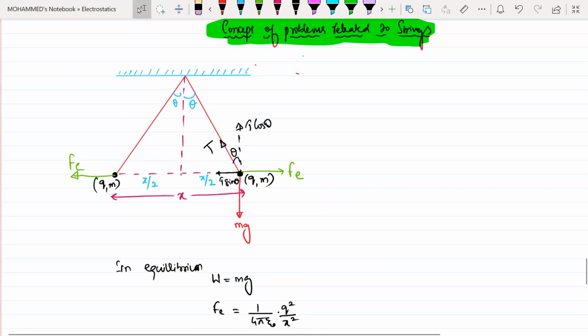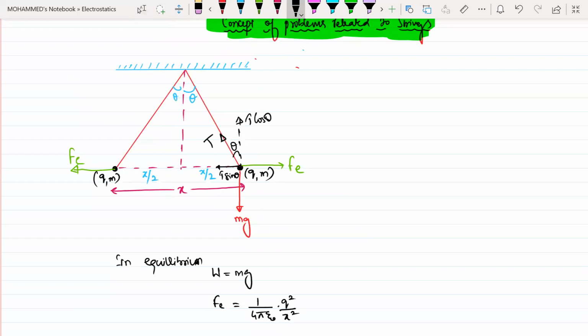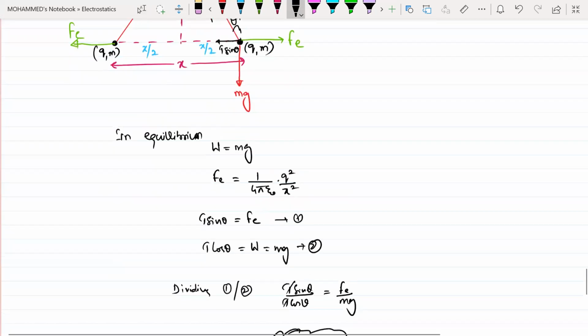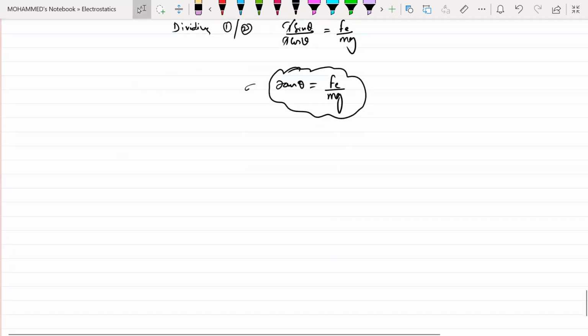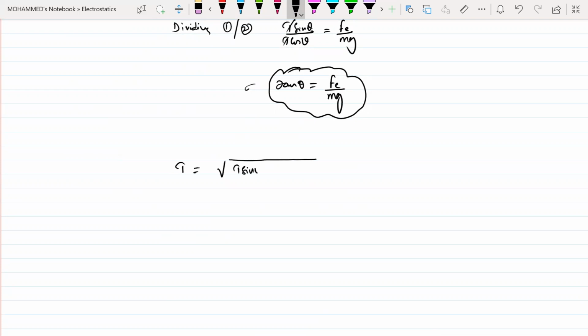If you see the diagram, T cos theta and T sin theta are perpendicular to each other. So T will be equal to the square root of (T sin theta) whole squared plus (T cos theta) whole squared.